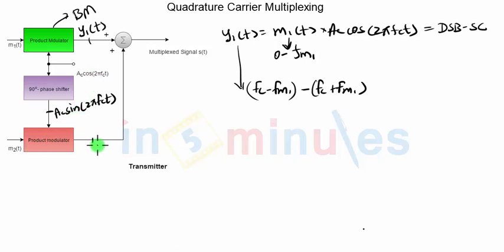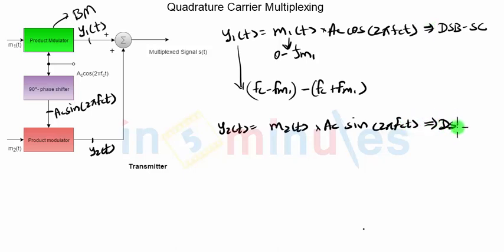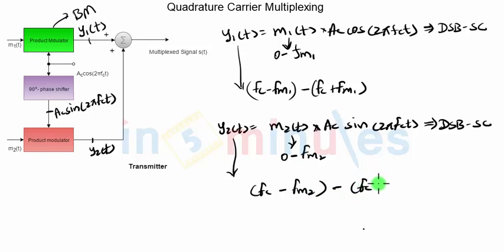So if I write down the output of the second product modulator Y2T, it will be M2T into Ac, this time sin 2 pi fct. So like the previous signal, this is also the double sideband suppressed version. This time it will contain the second information signal, which is M2T. So let us say that M2T contains frequencies from 0 to fM2. In that case, Y2T will contain frequencies from fc minus fM2 to fc plus fM2.